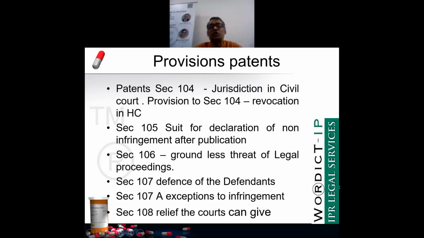Then section 108 very clearly talks of what is the relief that the courts can give. As usual, the injunction or appointment of a commissioner to go and check a particular place. All this can be given by the courts. Next slide, please.